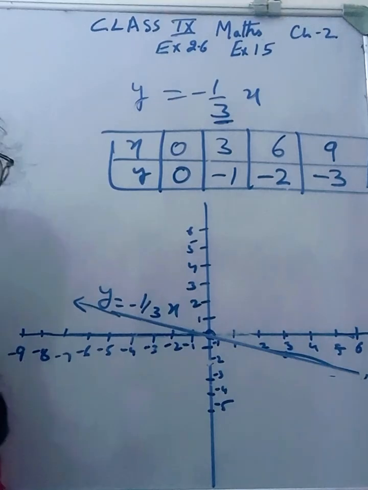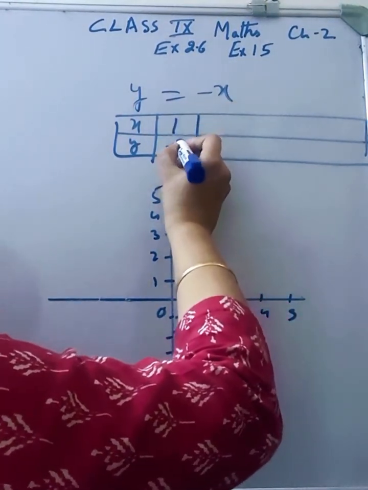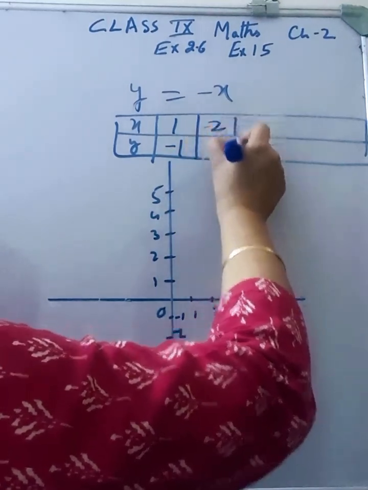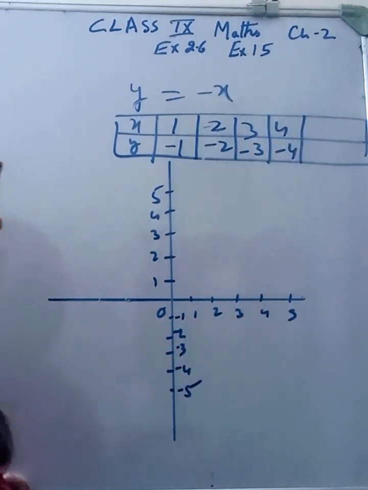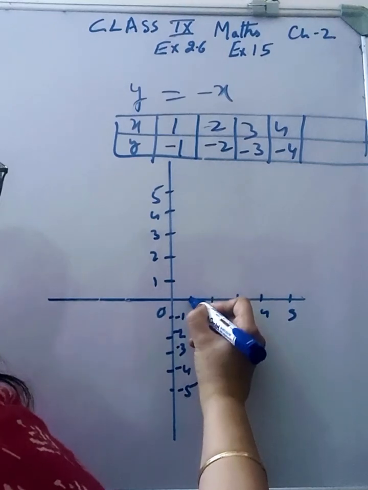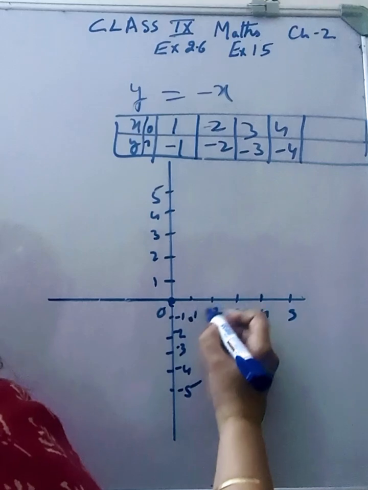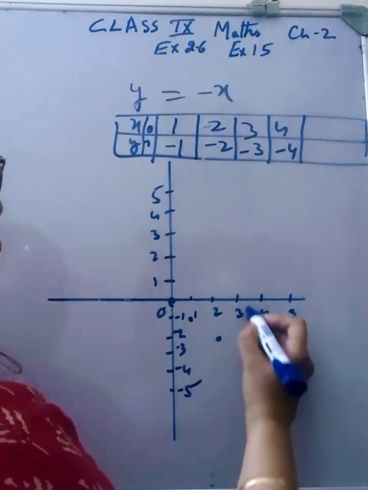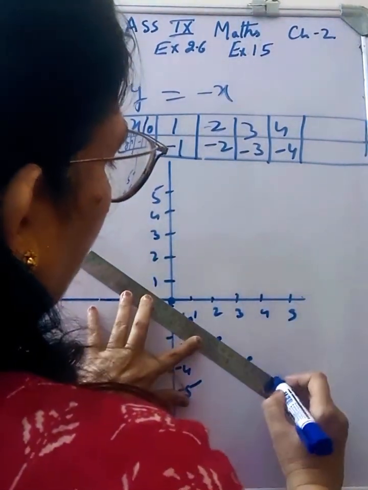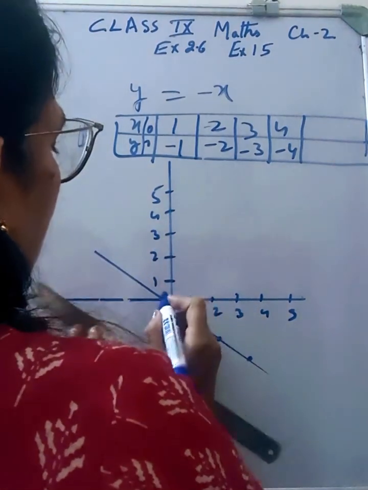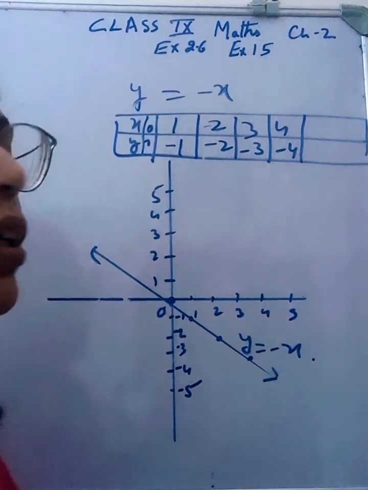Now next line is y is equal to minus x. If x is 1, then y is minus 1; 2, minus 2; 3, minus 3; 4, minus 4. Now let's draw 1, minus 1; 0, 0 will be our origin. 2, minus 2; 3, minus 3. This is y is equal to minus x.